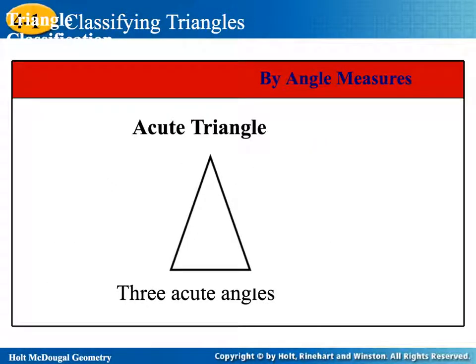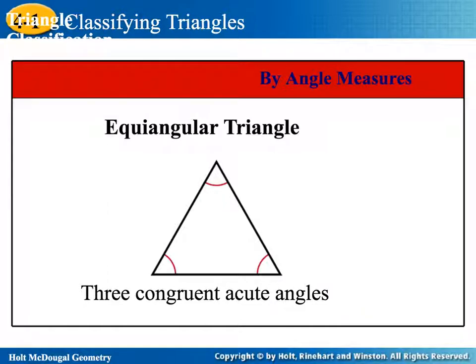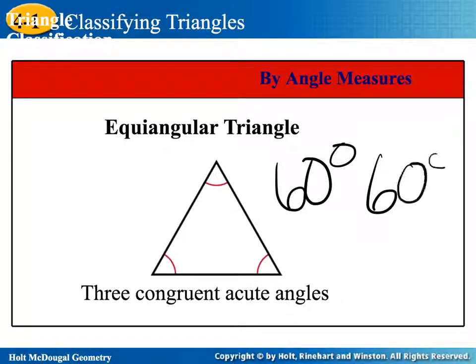All right, so the first type is your first buzzword, acute. An acute triangle has all 3 acute angles. So they're all less than 90. Equiangular triangles have all the same angles. A triangle has 180 degrees inside the triangle. So since it's got 180 degrees, all of these are the same. So equiangular triangles will always be 60 degrees, 60 degrees, and 60 degrees.